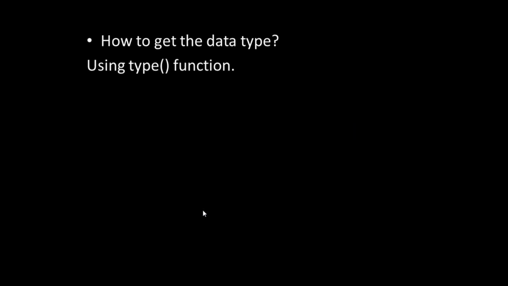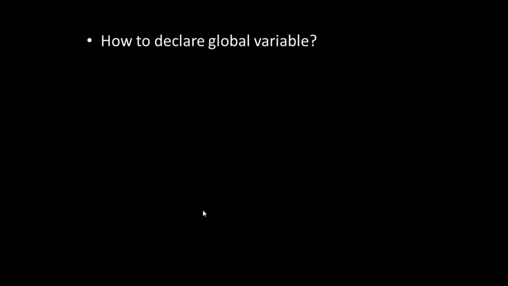How to get the data type? By using the type function. How to declare a global variable? By using the global keyword. You need the global keyword if you are declaring a global variable inside a function, or if you don't want to do that, you can just declare it at the top of your program. Then also it will be treated as a global variable. In that case, there is no need to use the global keyword.